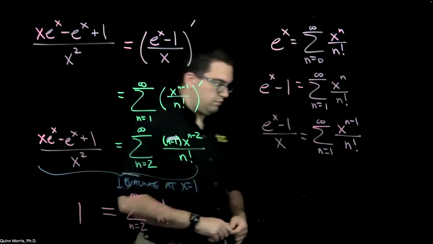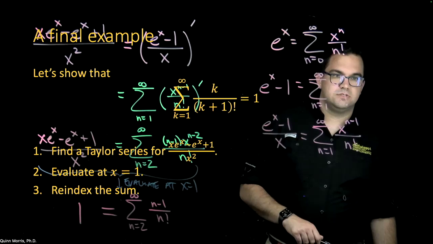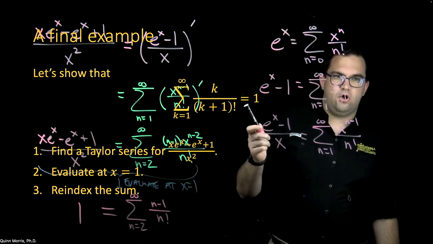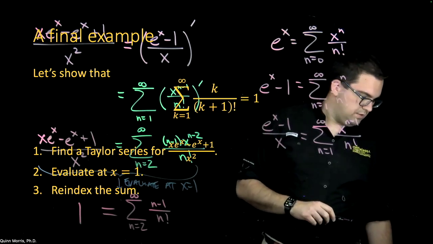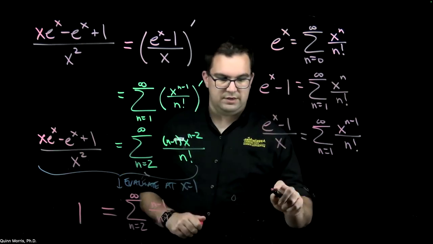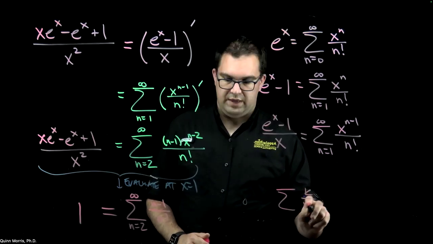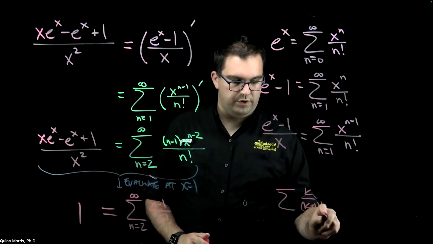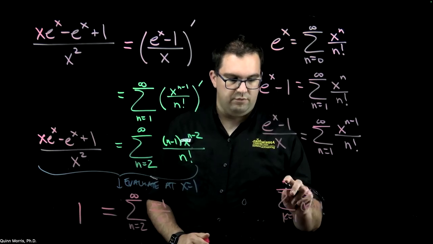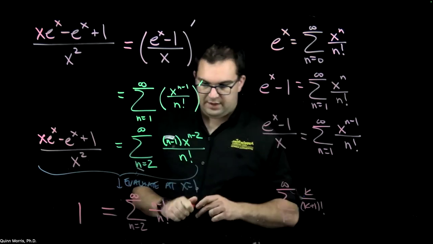Now, if you go back a slide, just to quickly see, this is almost what I want, but not quite. What I really want is to see the sum of k over k plus 1 factorial, k going from 1 to infinity. So let me just try a shift here.